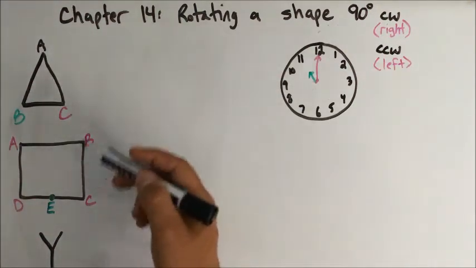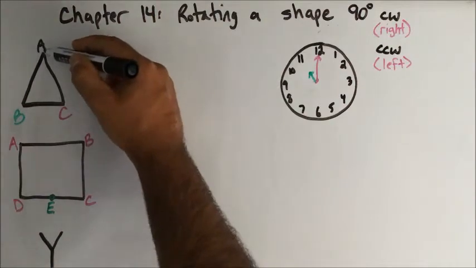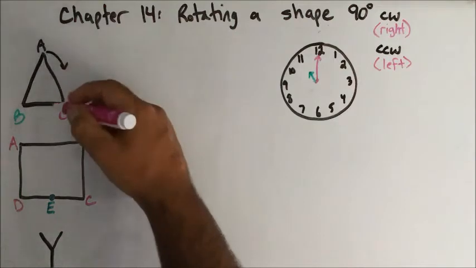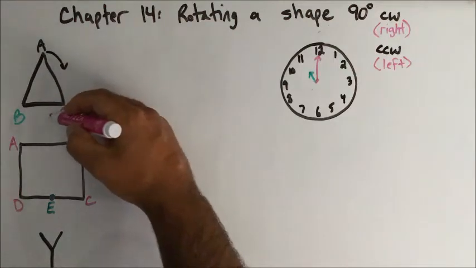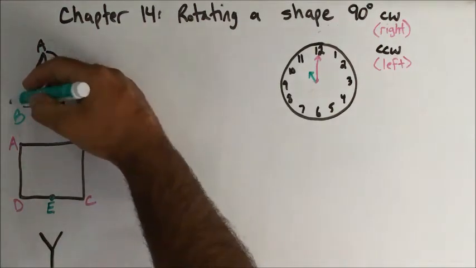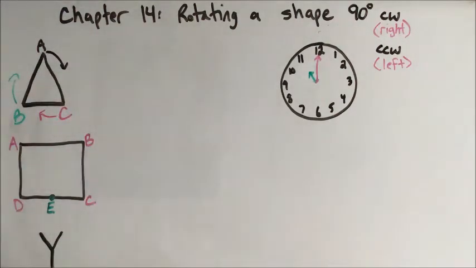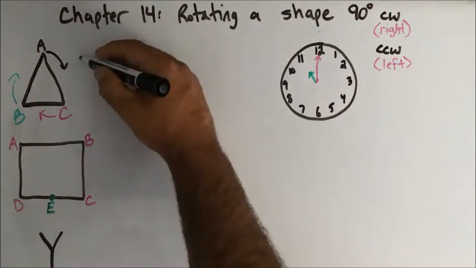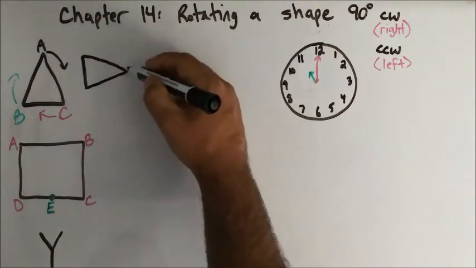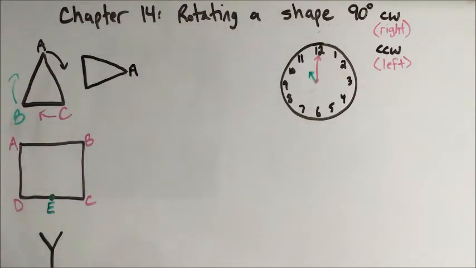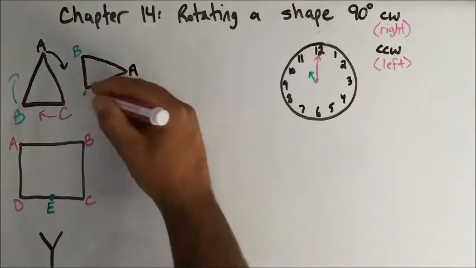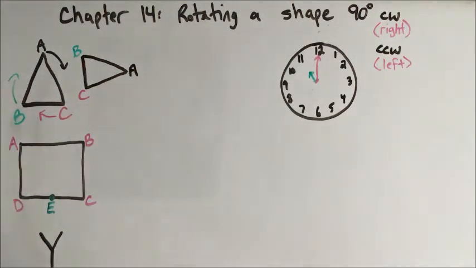How would they look? So I would know that my A would rotate down, my C would rotate back and up, and my B would rotate back and up. So my triangle now would look like this, and my A would be here, my B would be here, and my C would be here.